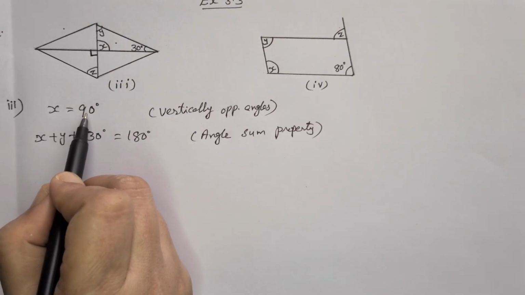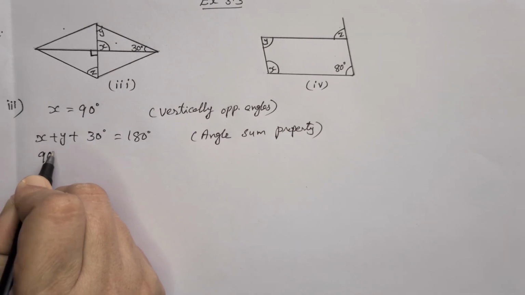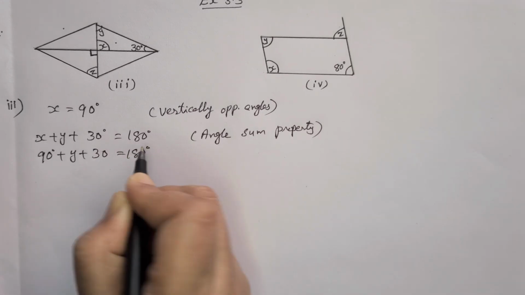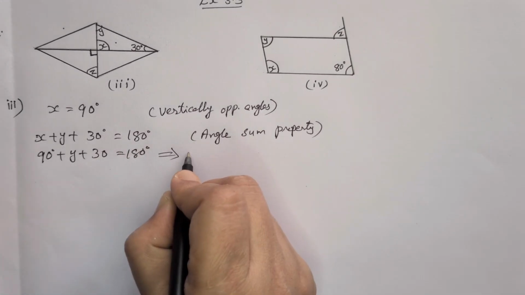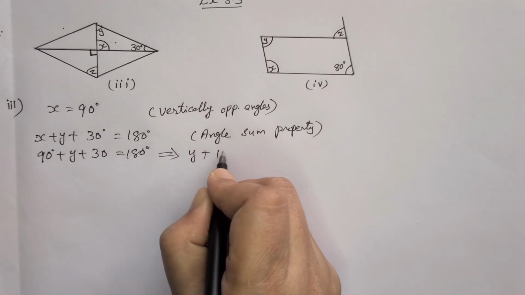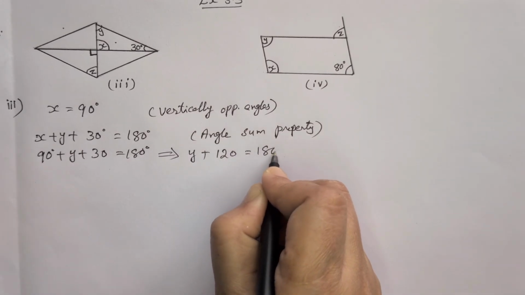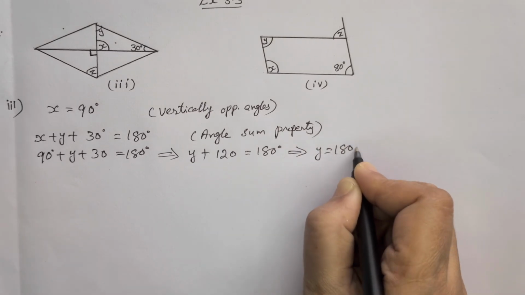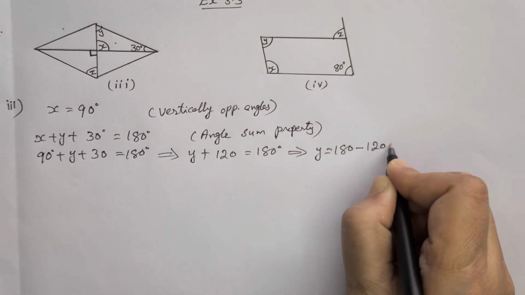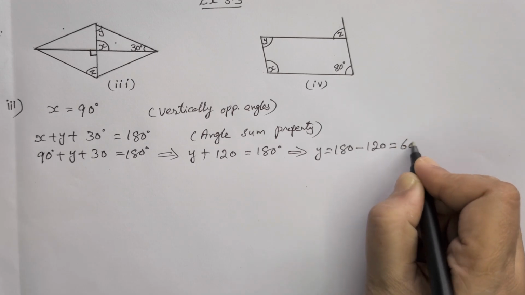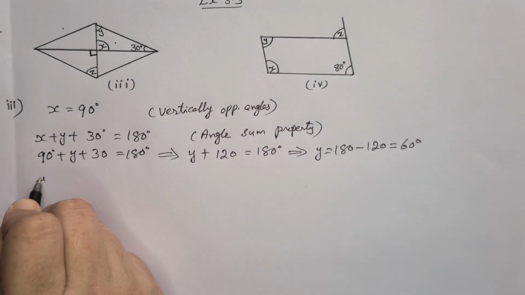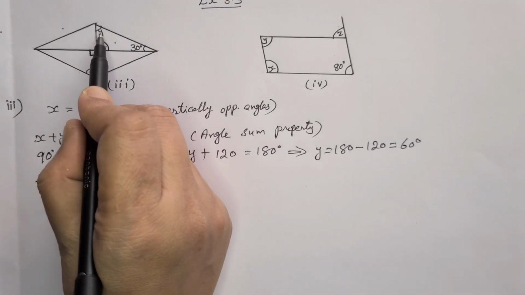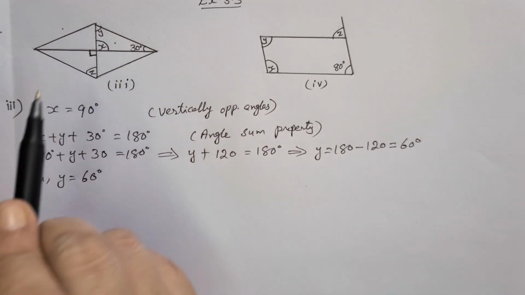So already we know X as 90 degree. So we can replace that: 90 plus Y plus 30 is equal to 180 degree, which implies Y plus 90 plus 30, 120, is equal to 180 degree. That means Y is equal to 180 minus 120 is equal to 60 degree. Now we got Y is equal to 60 degree. X is 90, Y is 60 degree.